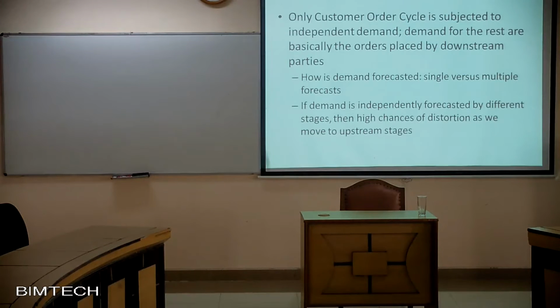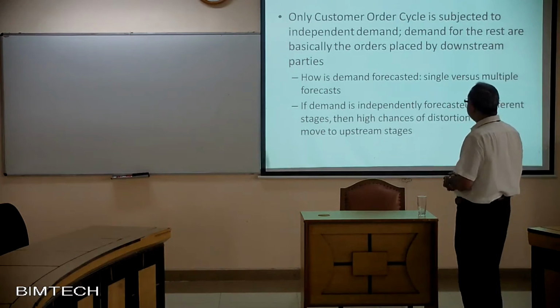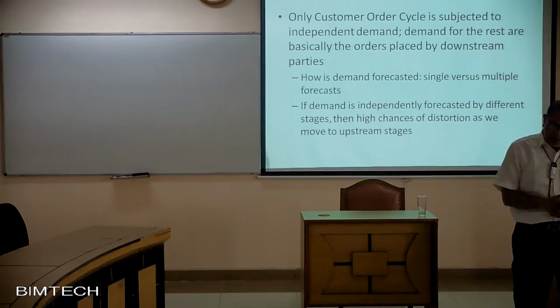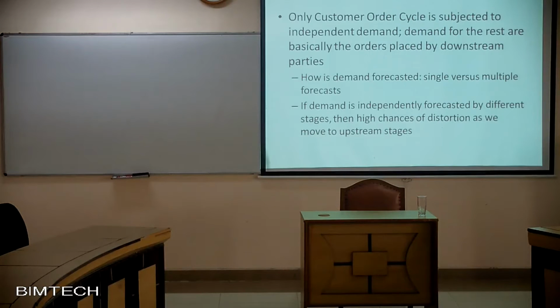Now, in this kind of an example, the demand for that particular brand, that particular SKU of soap actually happens only at one end of the cycle of all the cycles, and that end is called the customer order cycle. It is the customer order cycle which actually encounters what we call the independent customer demand. That is the only demand that is independent in this entire supply chain.